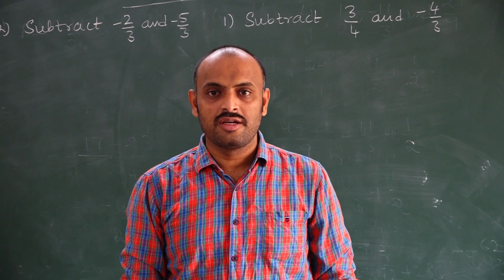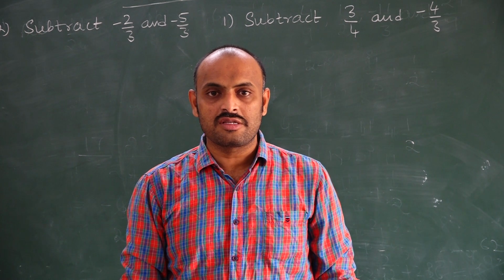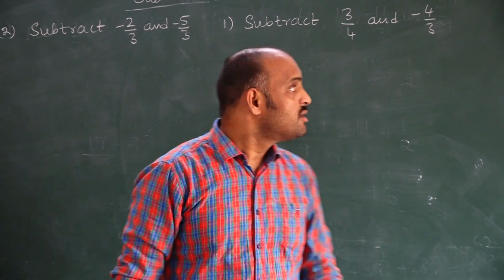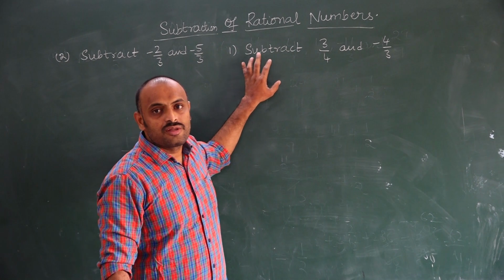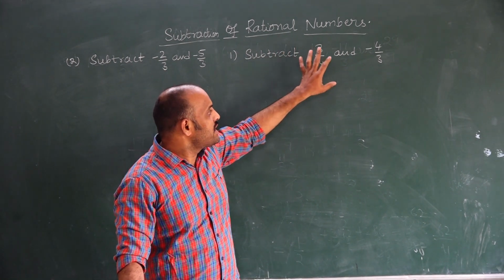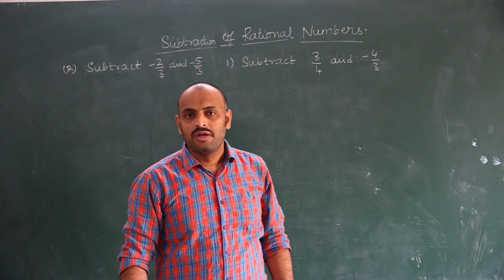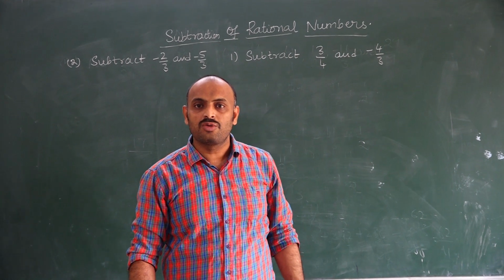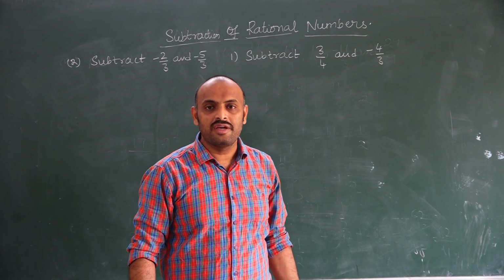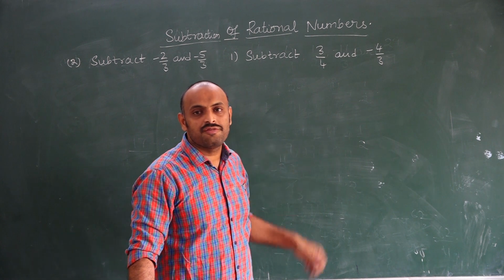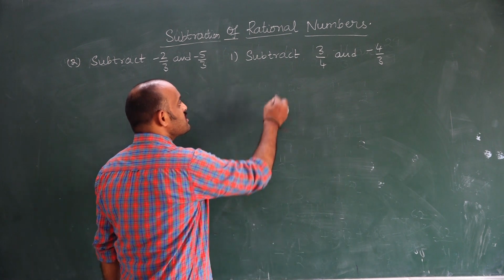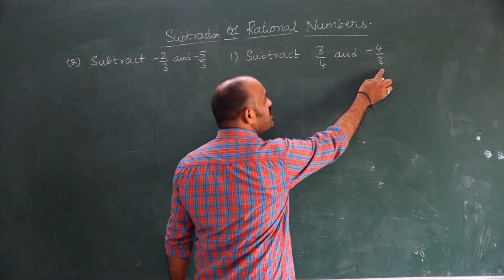Today we are going to see subtraction of rational numbers for class 6. See the first question. Subtract 3 by 4 and minus 4 by 3. Already in the previous class we have seen how to add the rational numbers. The same way, now we are going to see subtraction of rational numbers. Subtract 3 by 4 and minus 4 by 3.